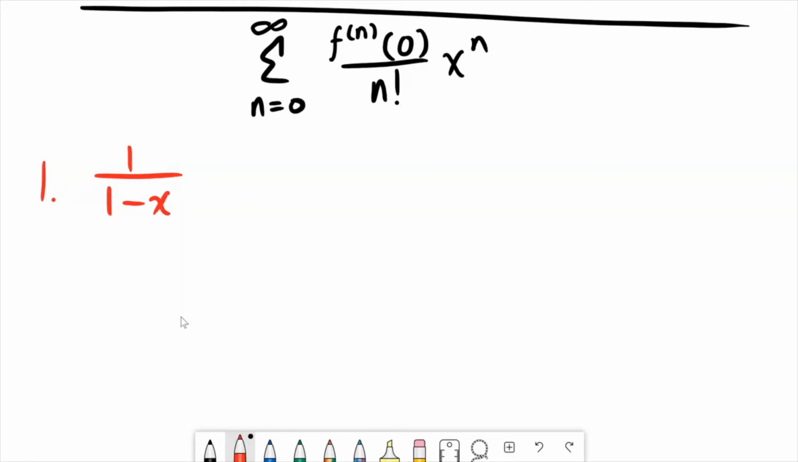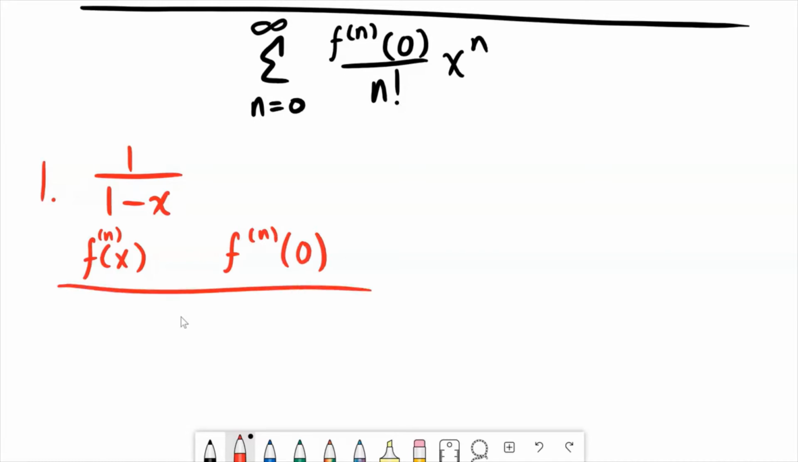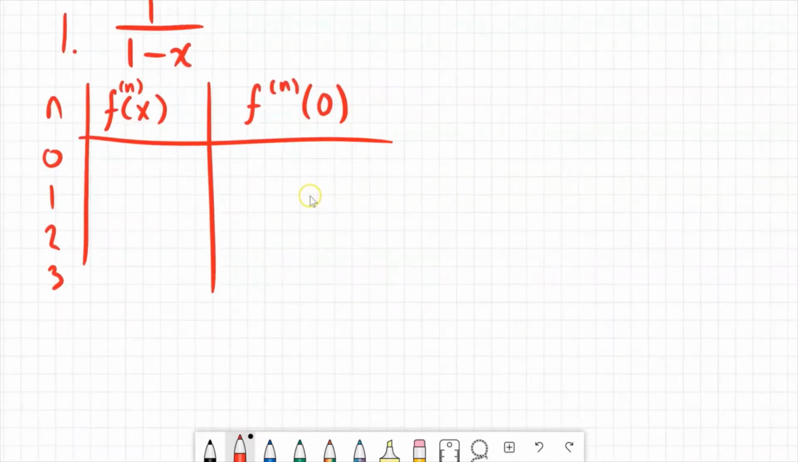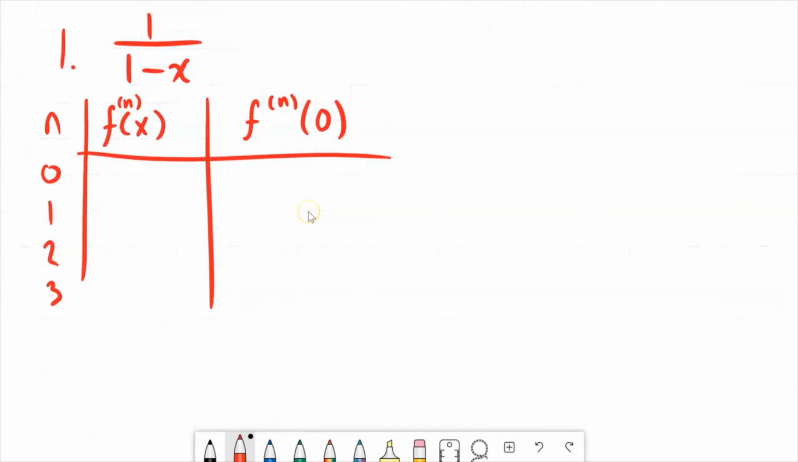So let's do that. Given that this is f of x, we want to start finding the nth derivative, and then we want to evaluate the nth derivative at 0. So I'm going to make 2 columns. Actually, I guess 3, because we're going to keep track of n. I'm just going to go all the way to 3, and maybe a pattern will emerge after 3. So let's begin. We have the 0th derivative of this function, which is itself. And then we plug in 0, we get 1 over 1, which is 1. Okay, that one was easy.